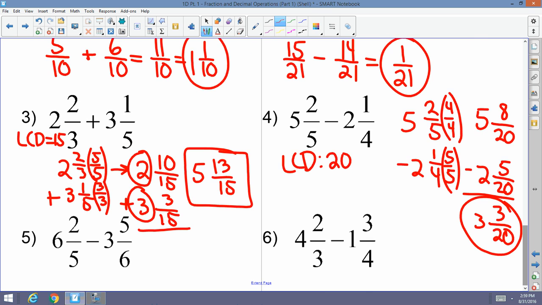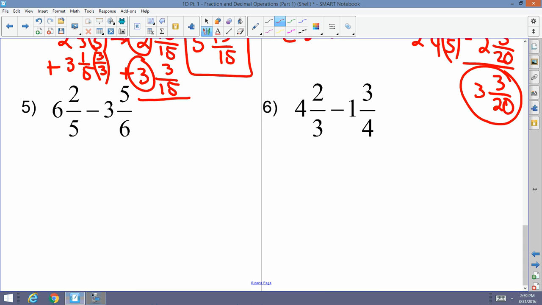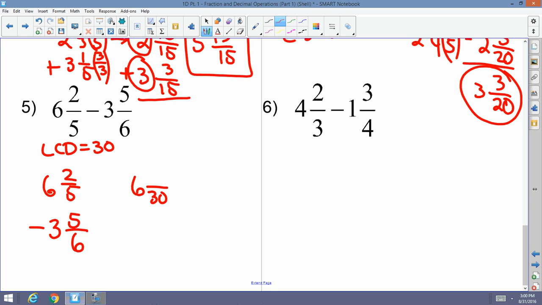Okay. Now, got 6 and 2/5 minus 3 and 5/6. So my LCD right off the bat is going to be 30. And I know this is going to become a 6 and something over 30 minus a 3 and something over 30. So what did I multiply to 5 to get to 30? I multiplied by 6. So I must multiply 6 to both numerator and denominator, giving me 6 and 12/30.